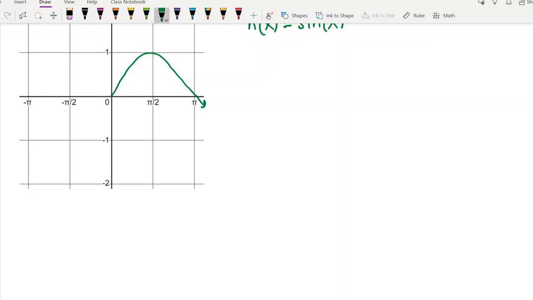So sine of x is going to look like this. I guess maybe I shouldn't put arrows because that seems to suggest it's going to keep going up, which is not the case. Okay.